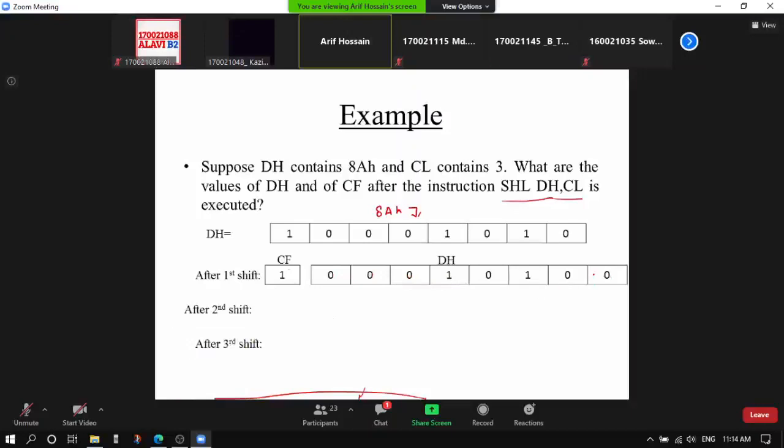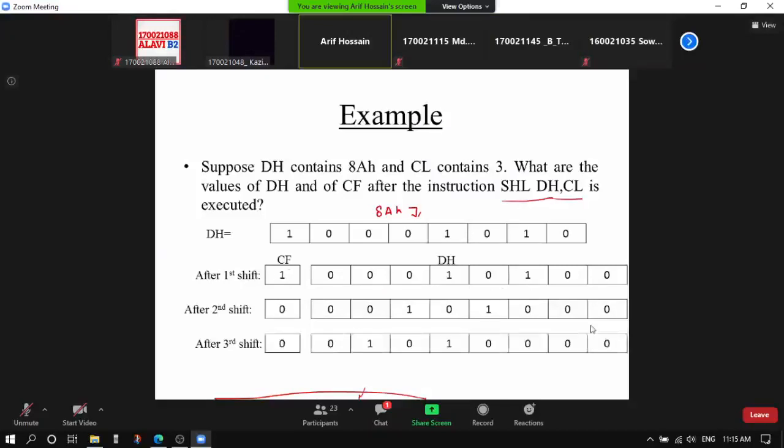0 is added at the last, and so now you go for the second shift. So after the second shift, what will be the value of the carry flag? Exactly, the carry flag will be 0. And what will be these values? 0 0 1 1 0 0 1 0 0 0. Exactly. See, your carry flag is now 0 and you are getting 0 0 1 0 1 0 0 0. So after the final shift, the value will be 0 and then 0 1 0.